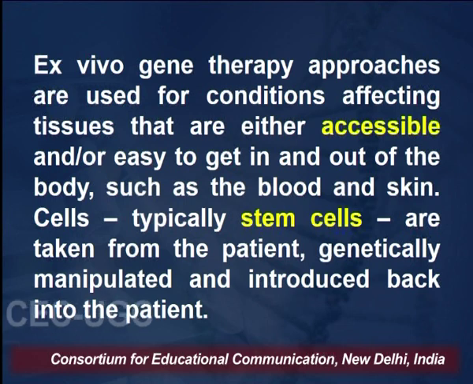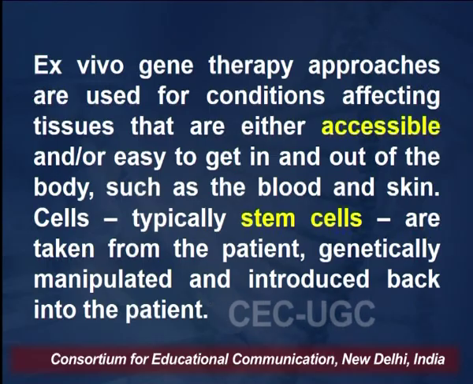So if we talk about leukemias, the lymphomas or the leukemia, the blood cancer cells, what we can do is basically isolate the cells, introduce the corrected genes, and put the cells back in. So whenever there is accessibility or ease to get the cells in and out of the body, the ex vivo gene therapy approaches are used. The cells, which are generally the stem cells, are taken from the patient, genetically manipulated and introduced back into the patient. So this is where the ex vivo gene therapy is used.